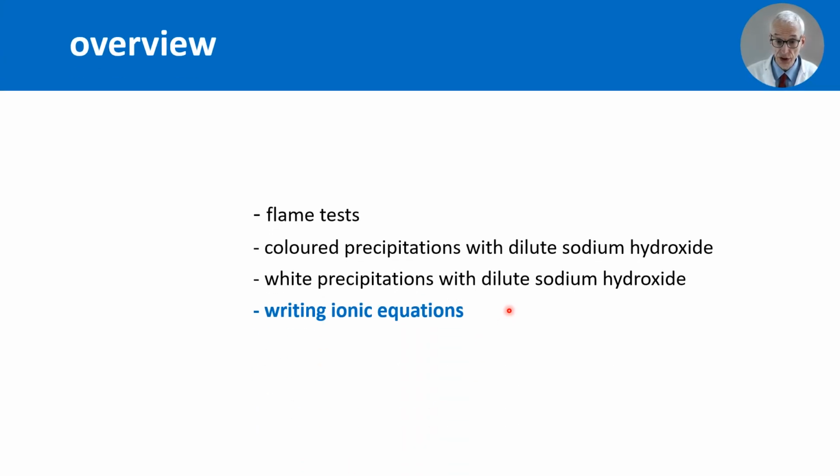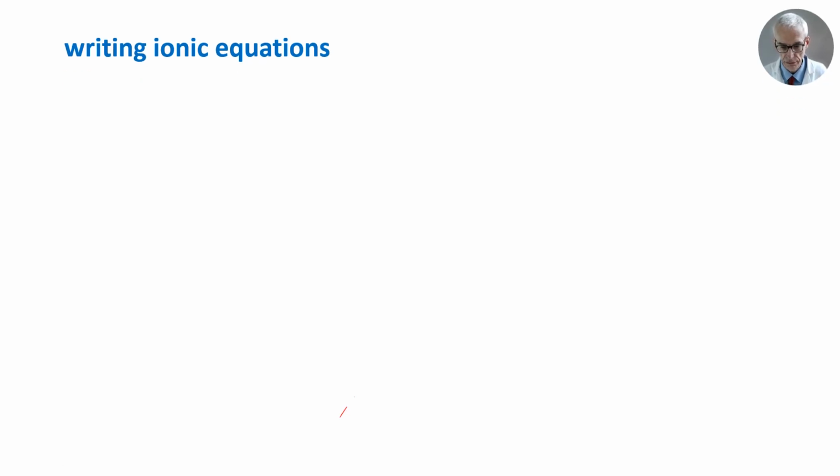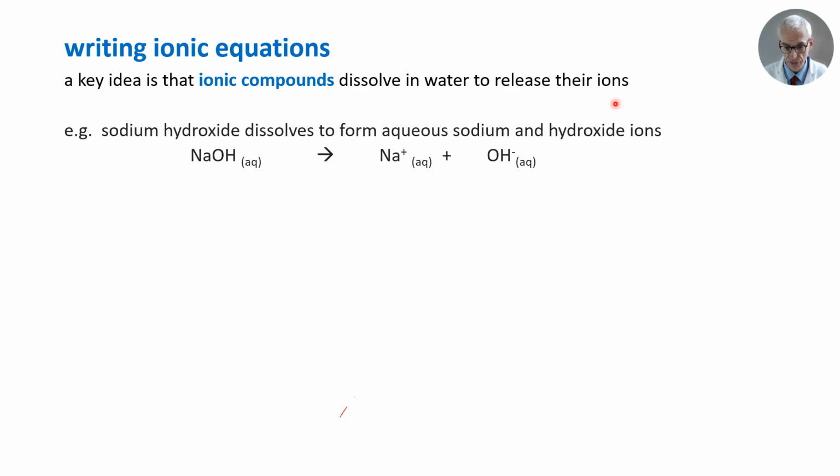I'm going to show you how to write ionic equations specifically for the formation of metal hydroxide precipitates. So we're going to look at writing ionic equations for metal hydroxide precipitates, and the key idea is that ionic compounds dissolve in water to release their ions. So if we just look at an example, sodium hydroxide forms free aqueous sodium and hydroxide ions, which we write like so, Na+(aq) and OH-(aq).